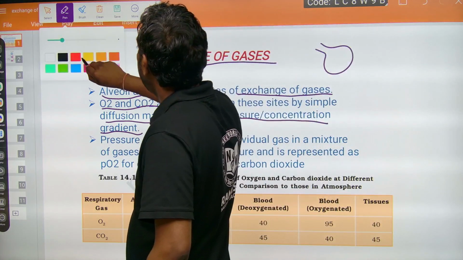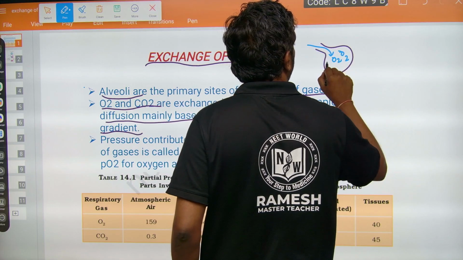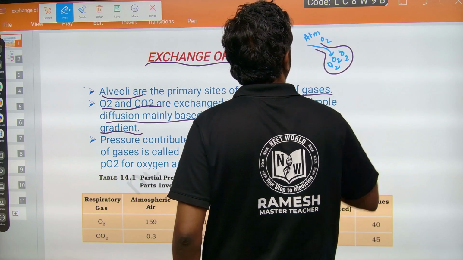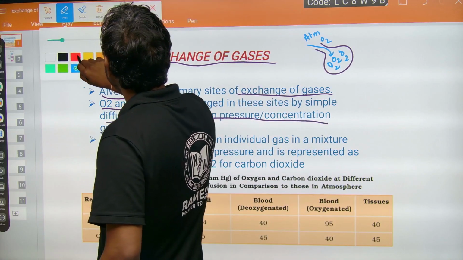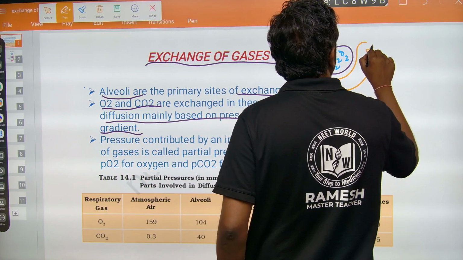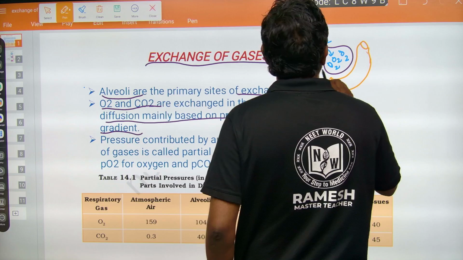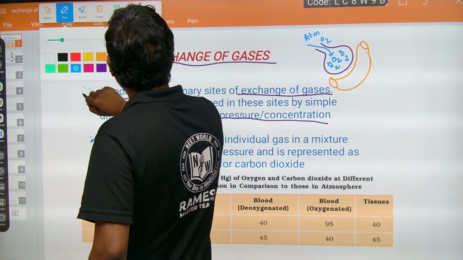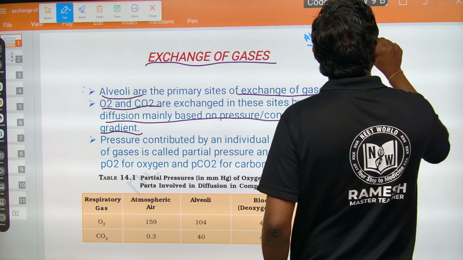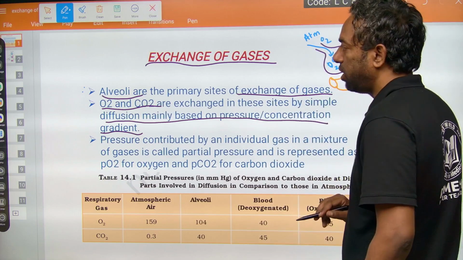The oxygen enters the alveolus from the atmosphere, from atmosphere to lungs. From the alveolus there is a blood vessel. This is the blood vessel. The oxygen goes from the alveolus into the blood vessel, a process called diffusion. They diffuse into the blood from the alveolus.